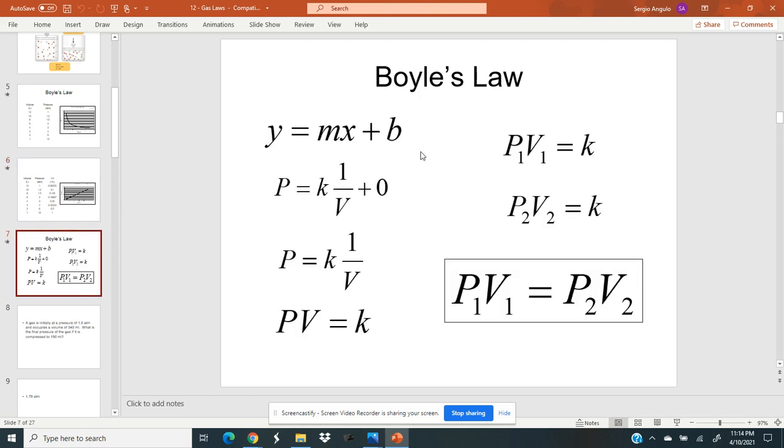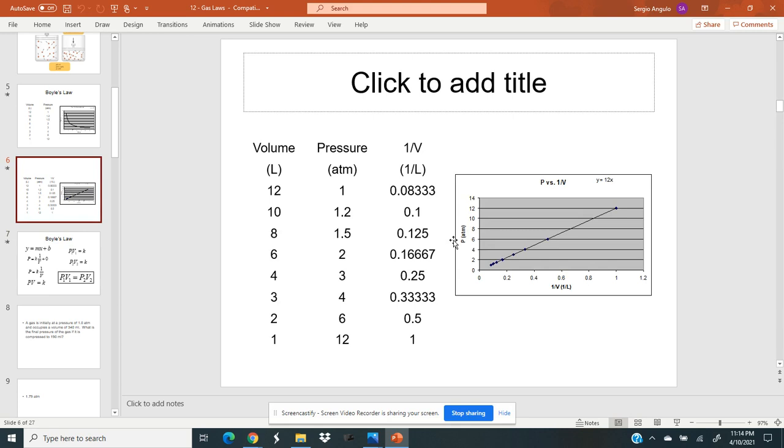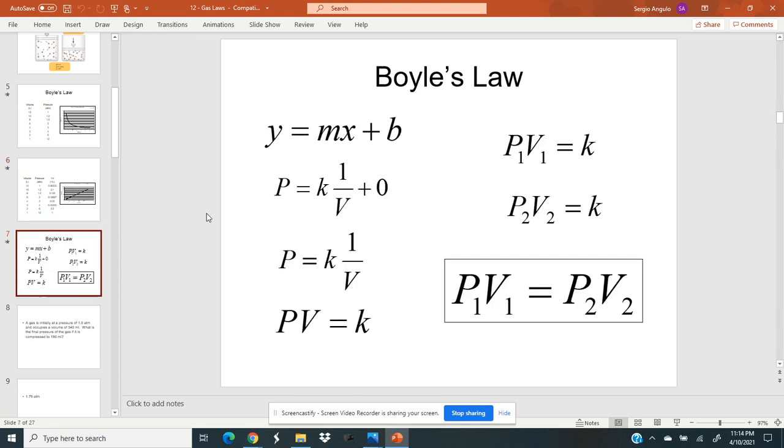And so in order to calculate an equation for the Boyle's law relationship, instead of writing y equals mx plus b, in place of y, you put a P. That's what was on the y-axis, right? The y-axis is pressure. On the x-axis is 1 divided by volume. So instead of y, you put a P. Instead of x, you put 1 over V.